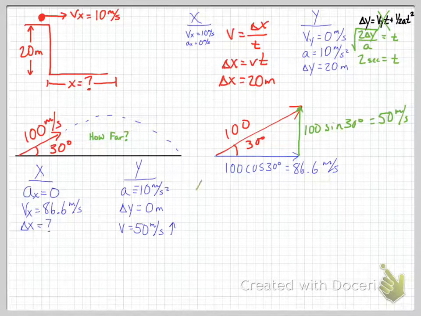The change in x, we don't know. We want to know how far it's going. Well, we can use y stuff, knowing that it doesn't change displacement in the y direction. So right off the bat, we're able to use change in y equals v naught t plus 1/2 at squared and get rid of the displacement in the y direction. And then move v naught t to the other side.